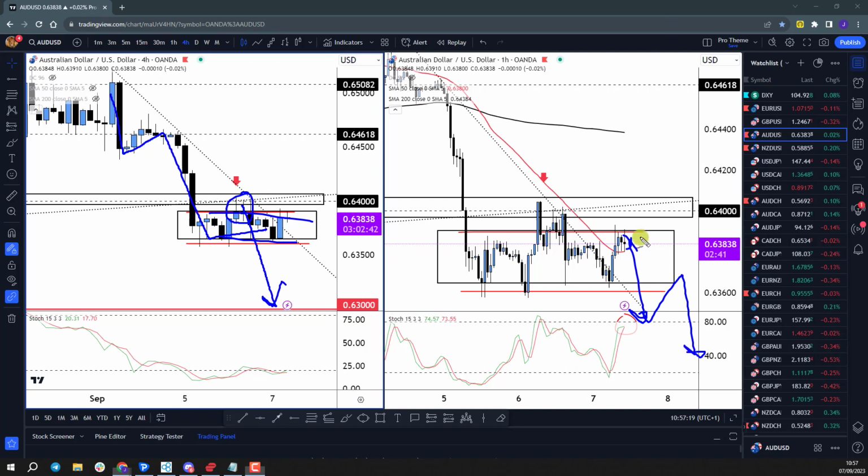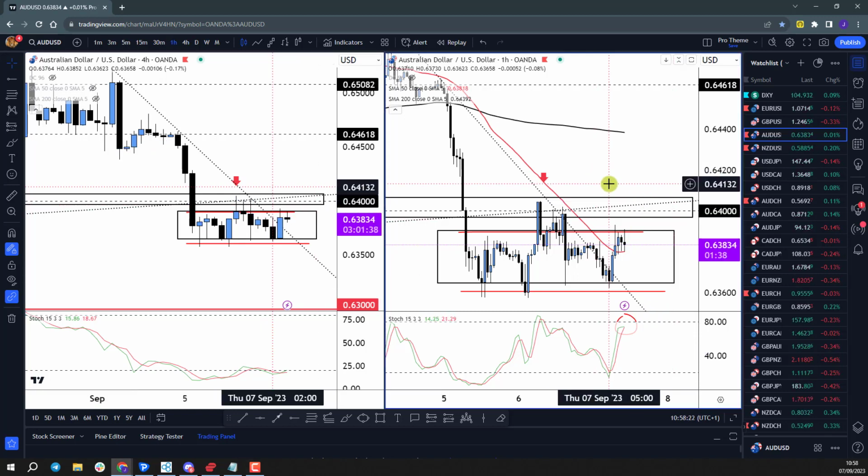The risk that we're running at the moment is that it doesn't do that, and price then rallies to the upside. We hit our 6,400 area. We've got to let 6,400 breathe. If it rejects and then breaks through, then we're running the risk of a potential full loss here.